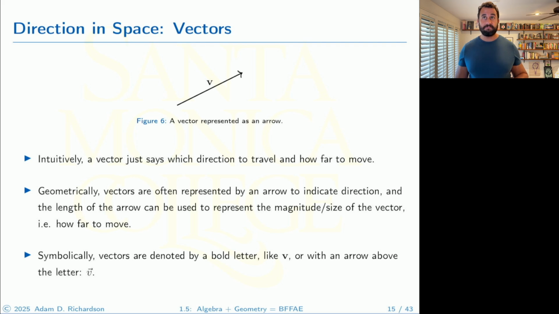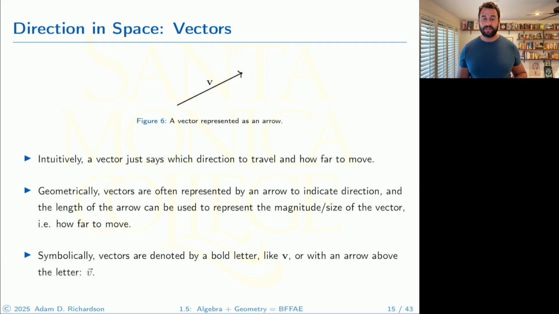A lot of times, vectors are represented by arrows like so, to say which direction you're traveling. And a lot of times we will use the length of that arrow to represent the magnitude of the vector, which we'll talk about in a minute. It's basically the length, it's how far to travel, and the direction is the direction.